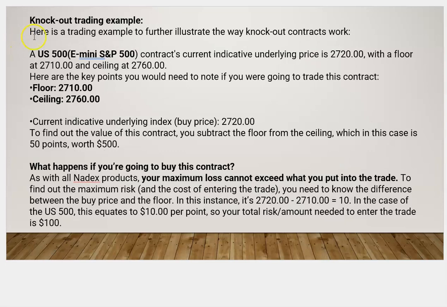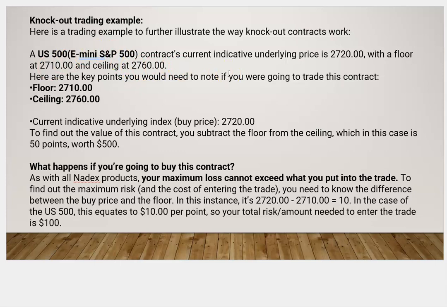Okay, so here's an example. Here's a trading example to further illustrate the way knockout contracts work. One of the ones we do follow is the US 500, which is basically the E-mini S&P 500, as a lot of you that trade stocks or maybe even trade futures are familiar with. Let's say the contract's current indicative underlying price is 27.20, and the floor is at 27.10 and the ceiling 27.60. So you have this window between 27.10 and all the way up to 27.60. Let's say that we buy it at 27.20.